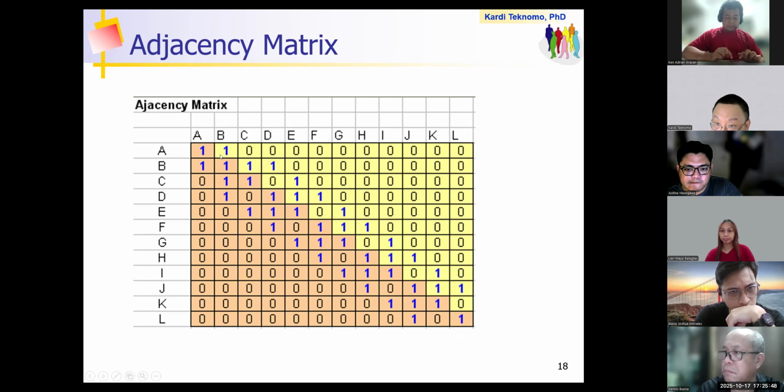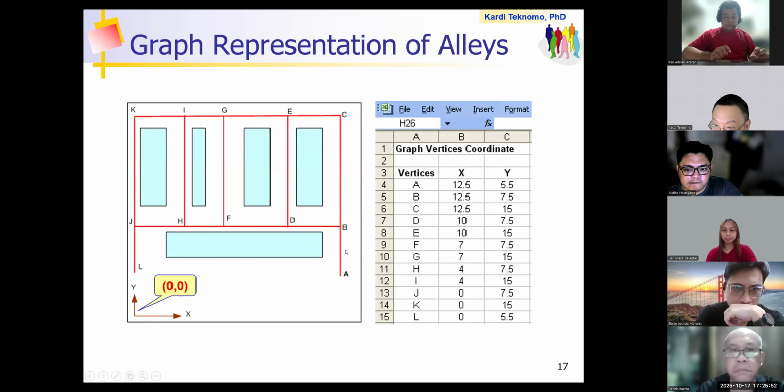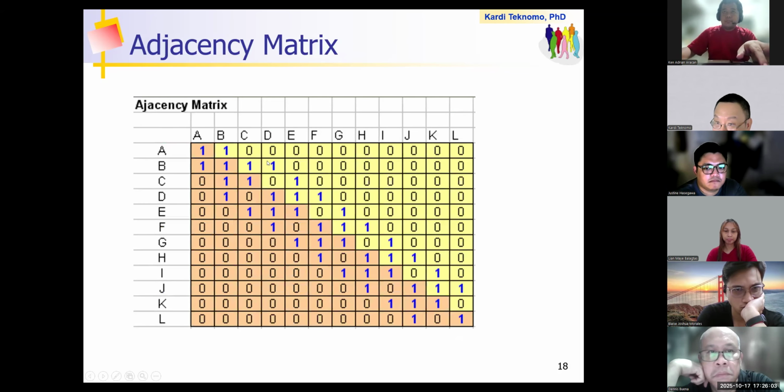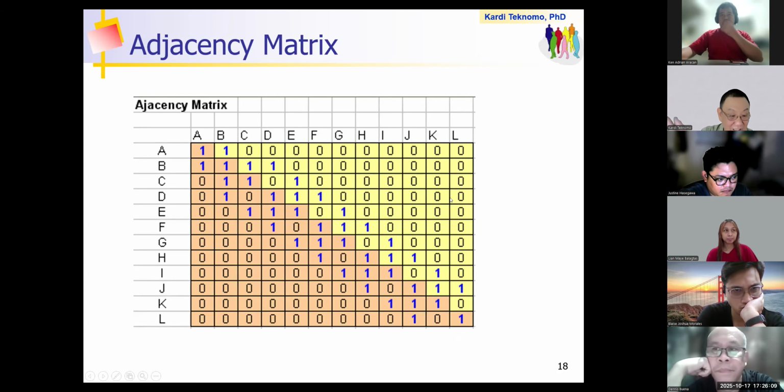Let's see. You have A to B, right? There is a line, so you put 1. You also have B to D, isn't it? Can you see from B to D there? B is also connected to C. All the others are not connected, so put 0. Is it clear to create an adjacency matrix from your graph a while ago? Easy or not? Easy, yeah. Good, thank you.